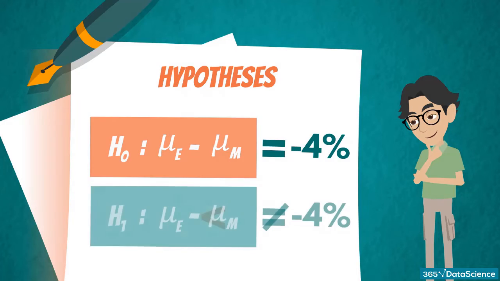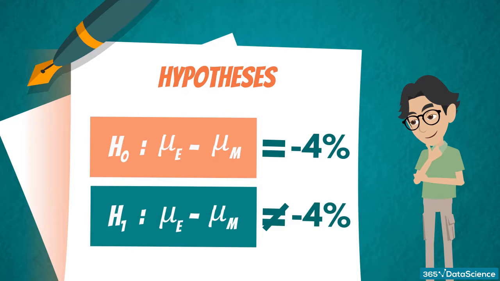So, H1 is the population mean difference is different than 4. Once again, this is a two-sided test. Our research question is not to find the difference, but to check if it is exactly 4.